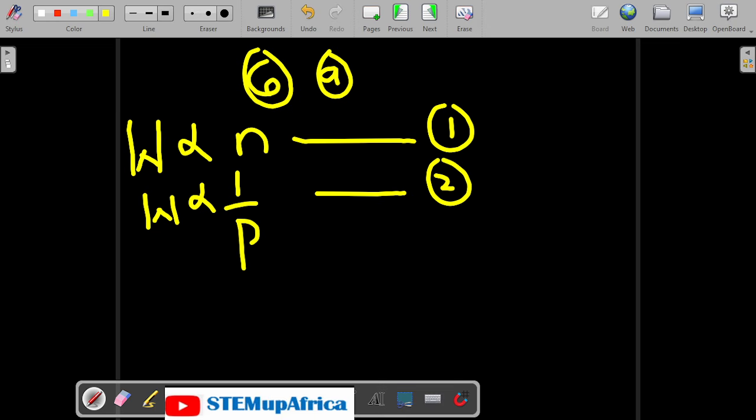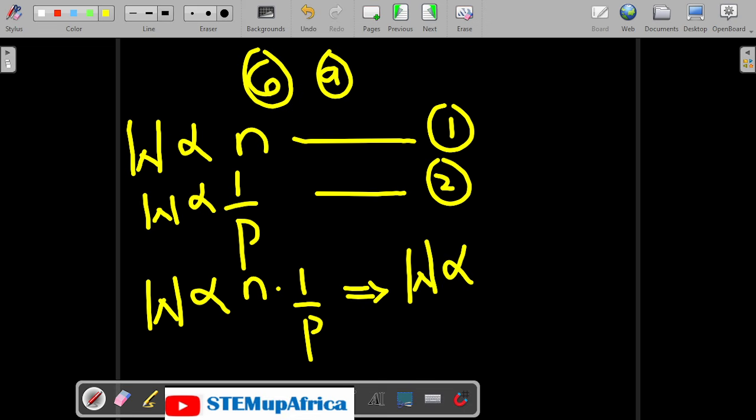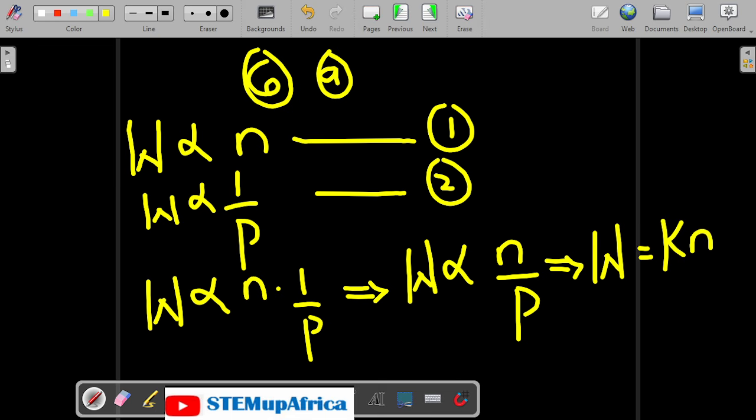So if I want to solve this, I'll group the two W as a single W, and the variation as a single variation. I'm having N times 1 over P. So this implies W varies as N over P. If I want to remove my sign of variation, I will use K to represent that. So this implies my W is equal to KN over P.